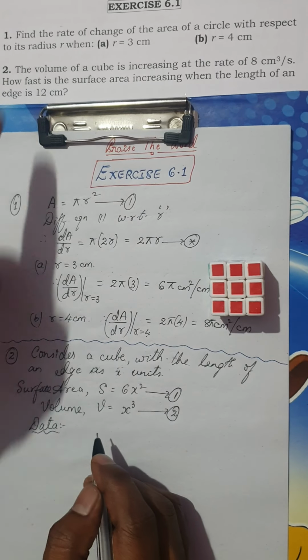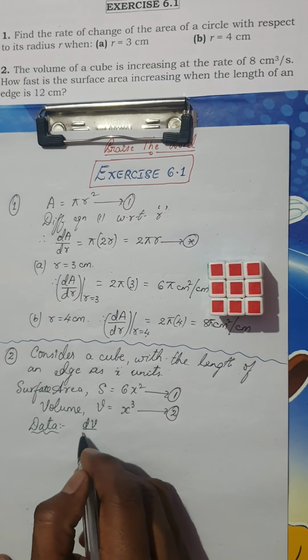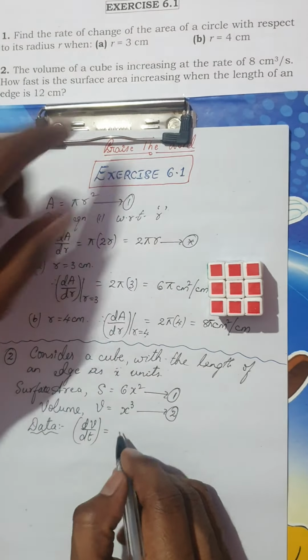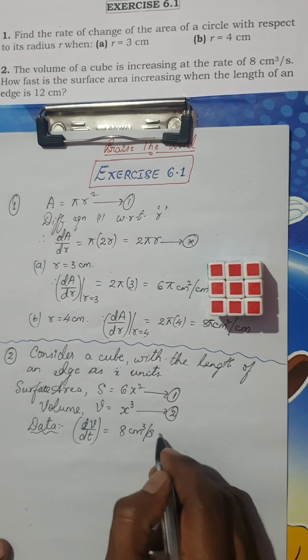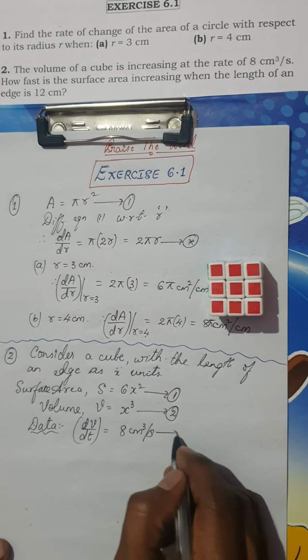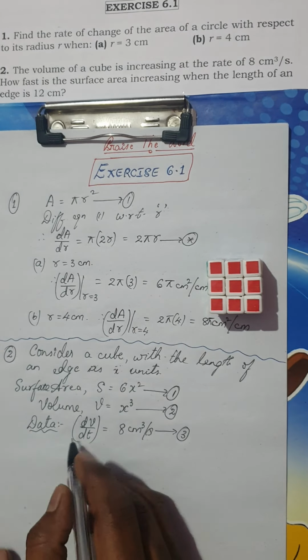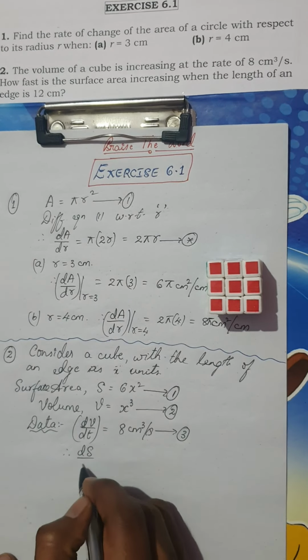The volume of the cube is increasing. That means he has given me dV by dt. Remember, dV by dt is 8 centimeter cube per second. You can also consider this as equation 3. Okay, let's go on. What should I find out? I want to find out how fast the surface area is increasing. That means dS by dt when the length of an edge is 12 centimeter.